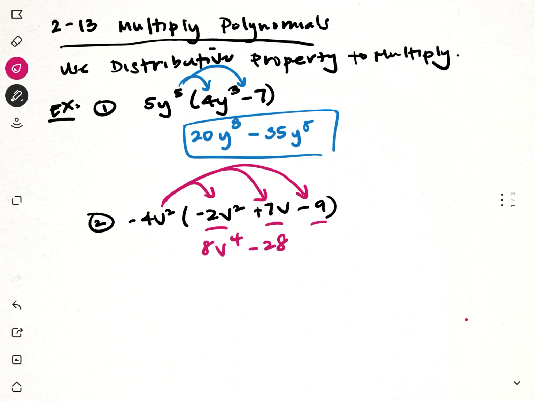Be very careful with your signs. And then we have v squared times v is v cubed. And then negative 4 times negative 9, again, be careful with your signs, is positive 36 v squared.